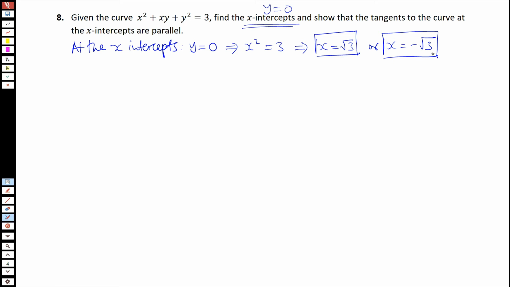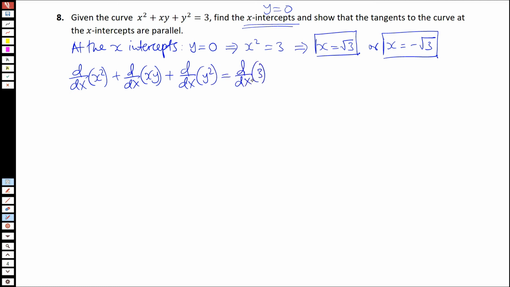Now, the next step is to show that the tangents to the curve at these x-intercepts are parallel, which means that the gradients of those tangents should be equal. Now, to do that, of course, you have to find dy over dx. So let's differentiate this curve term by term. So d over dx of x squared plus d over dx of xy plus d over dx of y squared will be equal to the derivative of 3.